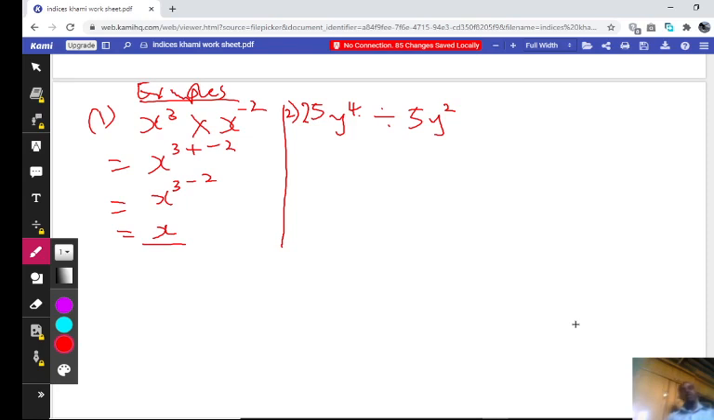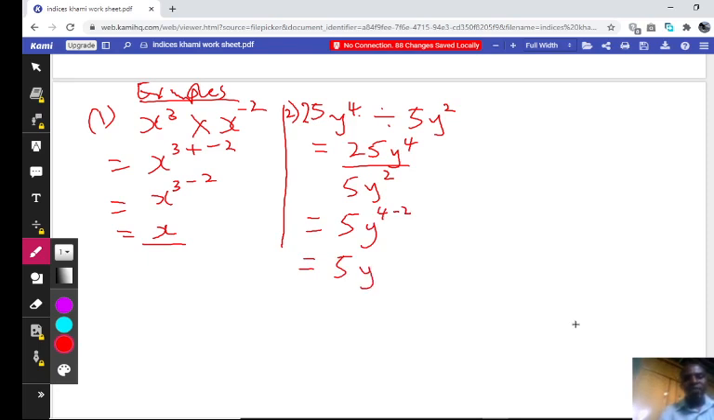So it will be 25 divided by 5, then y to the power 4 divided by y to the power 2. But to make it much easier, you can put it this way: 25y to the power 4 over 5y squared, which is equal to, 5 into 25 is 5. Then y to the power 4 divided by y to the power 2. What do you get? You maintain the base, you subtract the powers. 4 minus 2. It will be 5y to the power 2. Like this. Then you are done.